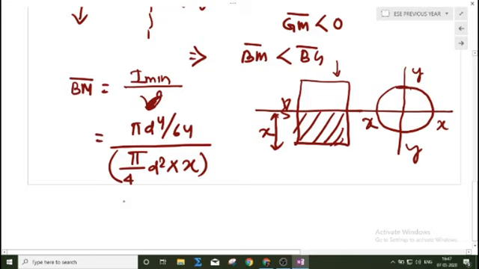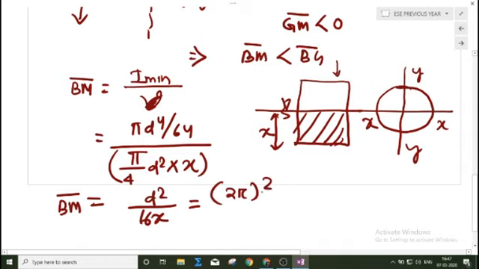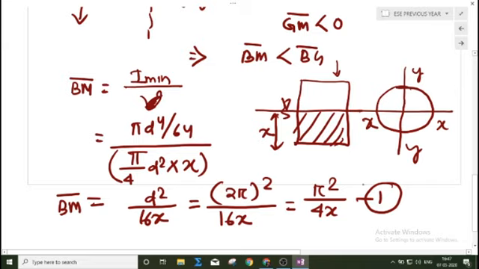If you solve, this comes out to d square divided by 16x. This is your BM. What is this diameter? The diameter is nothing but 2 times the radius. So it is (2 times radius) whole square divided by 16 into x. It comes out to be r square divided by 4x. This is equation 1: BM equals r square by 4x.